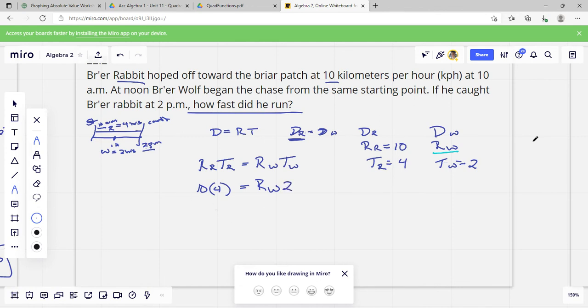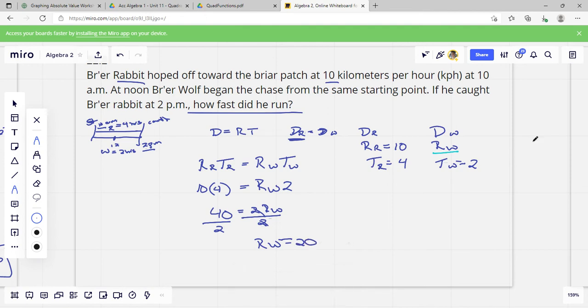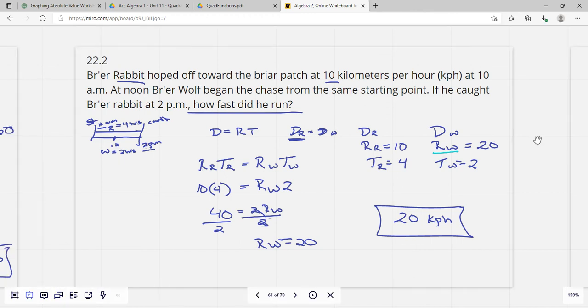Okay, 4 times 10 would be 40, equals 2 times the rate of the wolf. Then we're just going to divide by 2, and we get the rate of the wolf equals half of 40, which is 20. That one's actually easier than the last one, I feel like. And that's the answer. And it was KPH. On this one, we didn't even have to find out what the distance was. We just needed to find that rate.